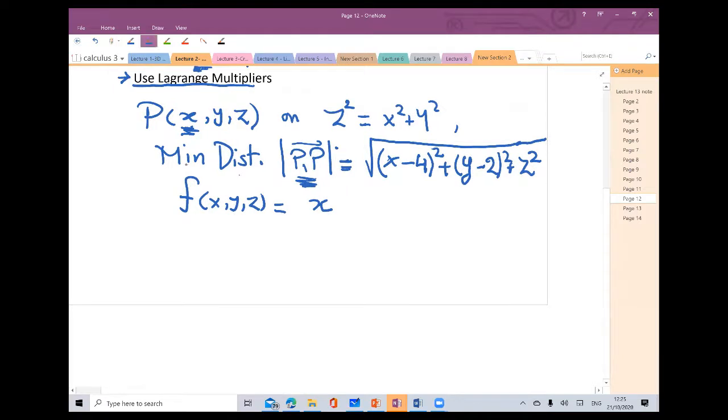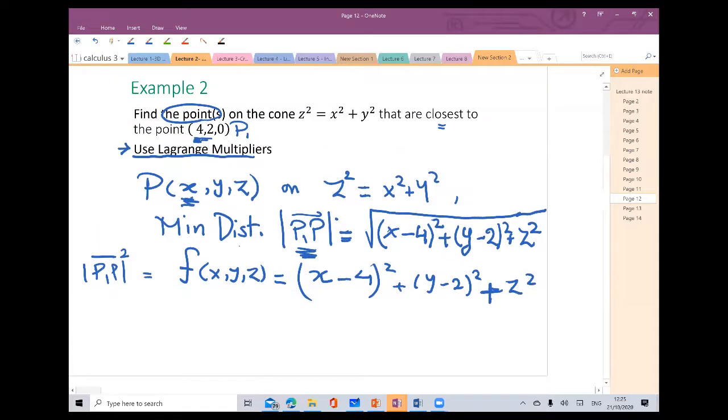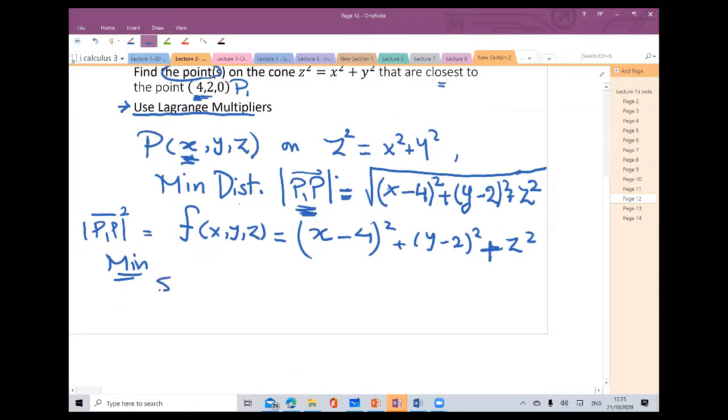بالتالي انا اتفقنا I'll minimize the distance squared, I don't care about the square root. يبقى تبقى x minus 4 squared، y minus 2 all squared plus z squared. يبقى I'm preparing my problem, it is not like the other one، ال f given وال g given، لا. I'm looking for my f. يبقى بالتالي I want to minimize this f أو maximize this f، خلاص. يبقى this is my f function.